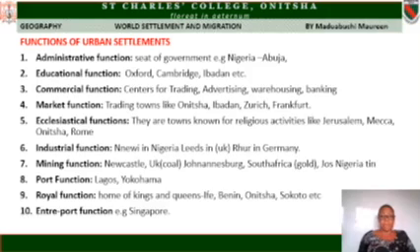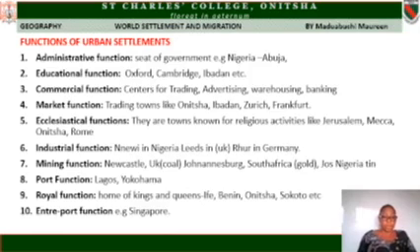These are industrial towns. Seven, mining functions. Example, Newcastle in UK is known for mining of coal. Johannesburg in South Africa is known for mining of gold. Jos in Nigeria is known for mining of tin. Eight, port functions. These are towns known for importing and exporting of goods. In Nigeria, we have Lagos. Then we have Yokohama in Japan.